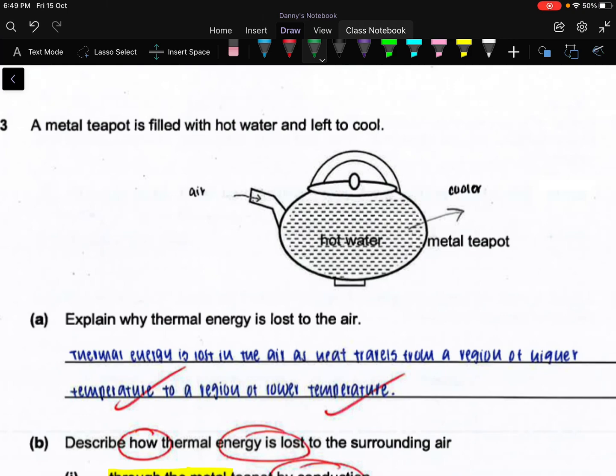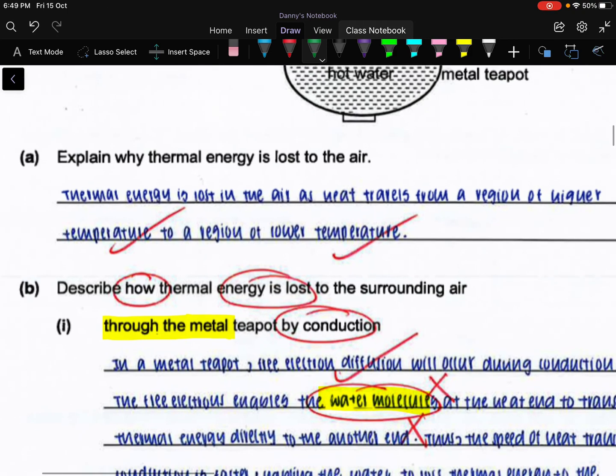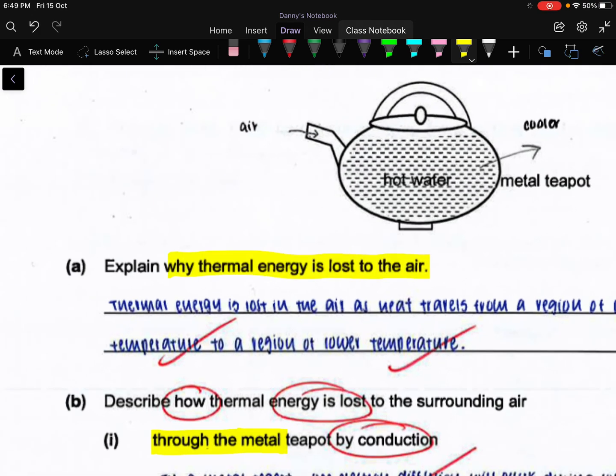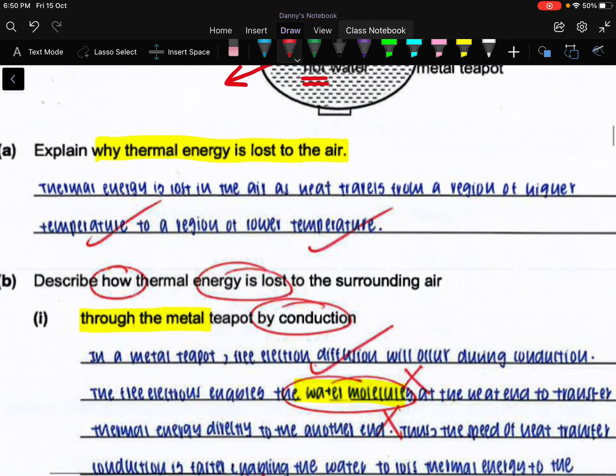Okay, for question 3, it is not very well answered, especially for 3B. So I will spend more time on 3B. Okay, for 3A, you are actually expected to explain why the thermal energy is lost to the air, meaning that you have to explain why the heat energy is in this direction. So it is in this direction because the water is hot and the air is actually cooler. So you need to tell me that the heat will follow this direction because it travels from a region of higher temperature, which in this case is the hot water, to a region of lower temperature. In this case it is the surrounding air.